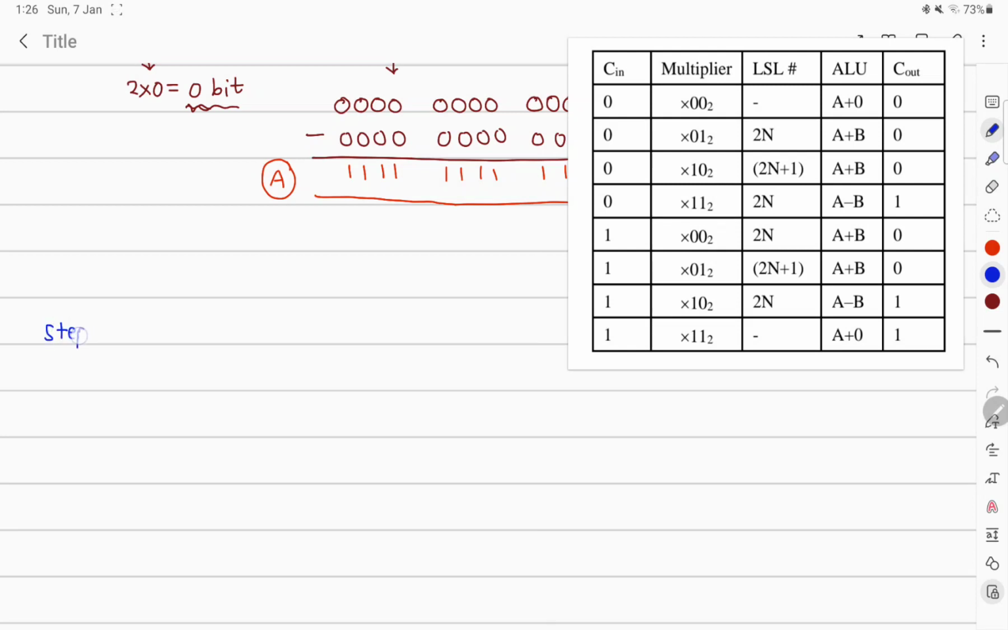In step 2, increment n by 1. So n will be 1 now. Previously it was 0.